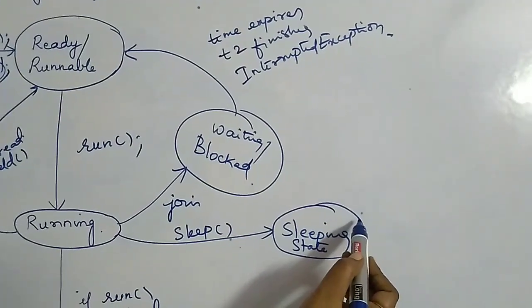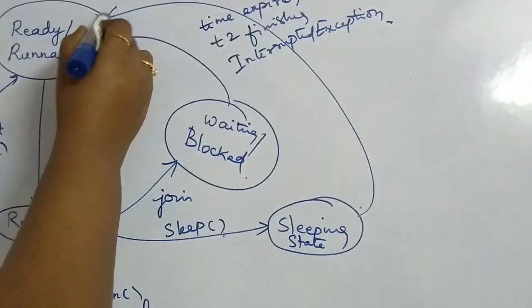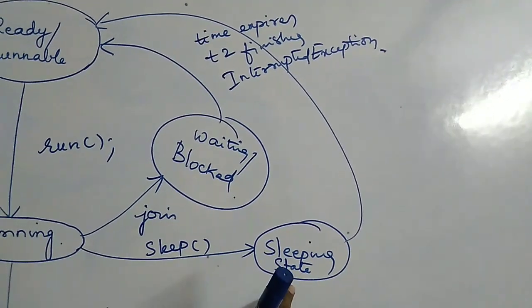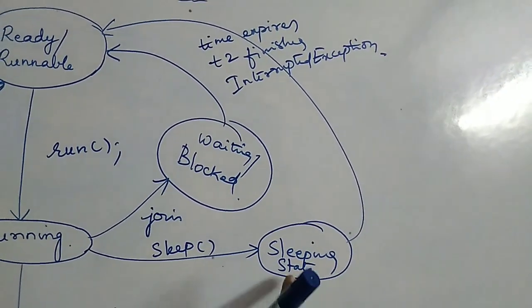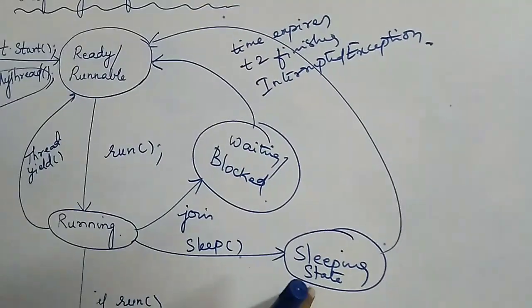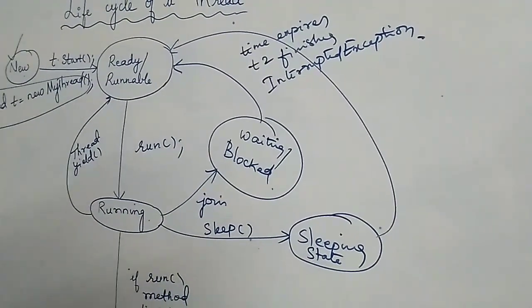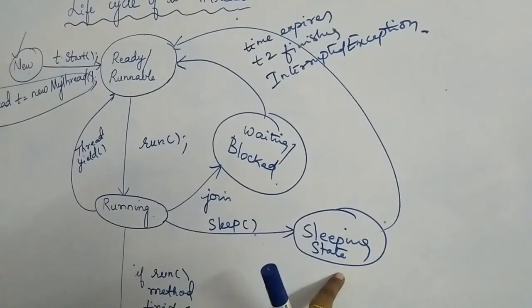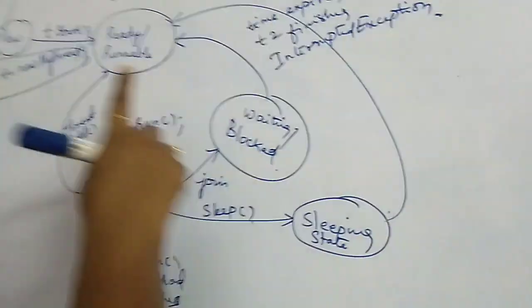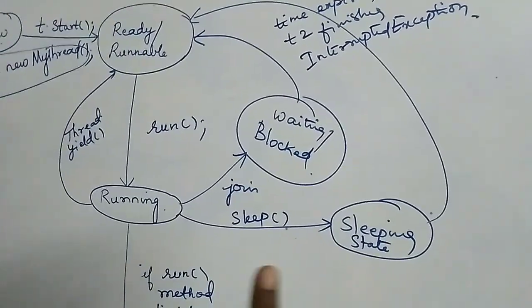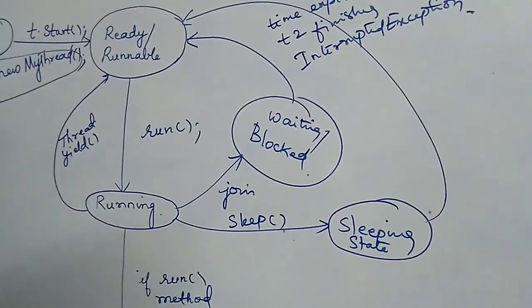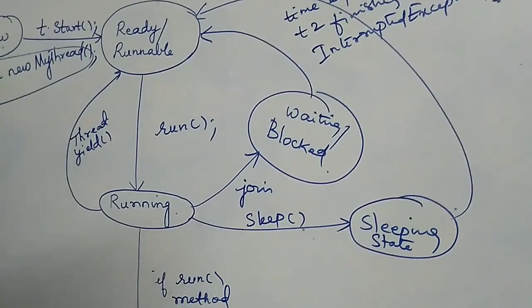The sleeping thread enters into the ready state when two things occur. The first one is when the sleeping time expires. The second thing is when an interrupted exception occurs. In those two cases, the thread will enter into the ready state.